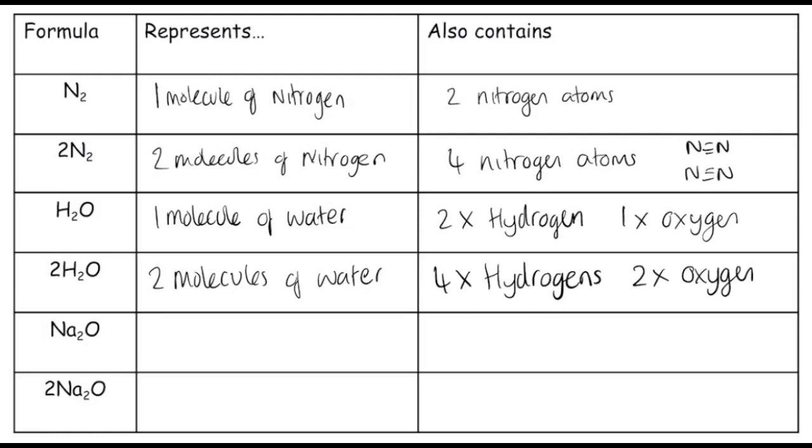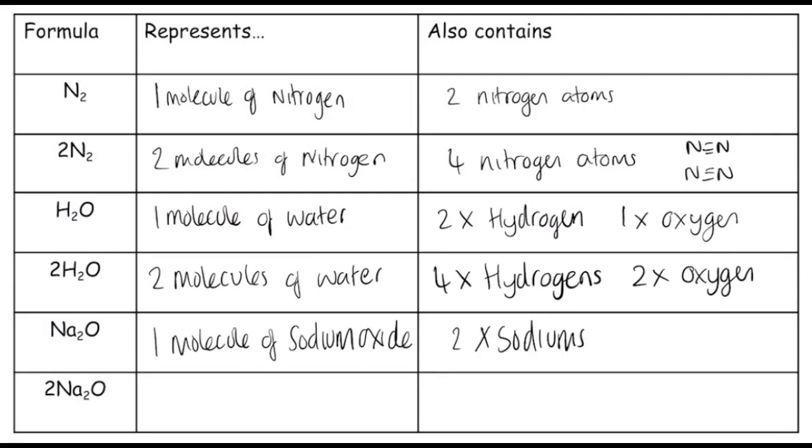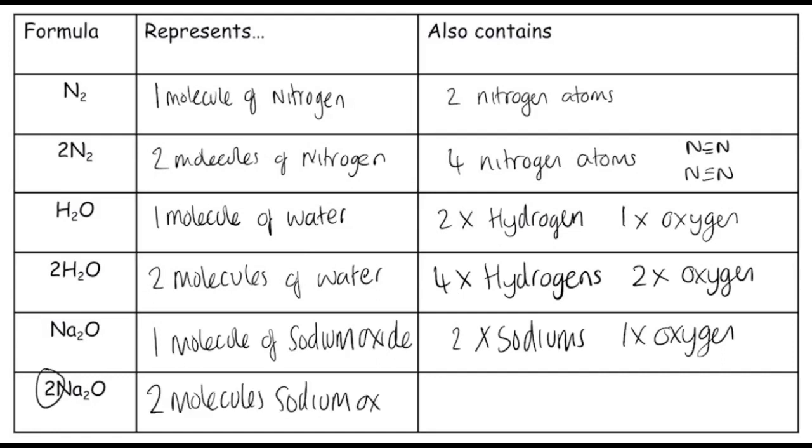Here we've got an ionic compound. It works for ionic compounds as well. So we've got here 1 molecule of sodium oxide, which contains 2 sodiums and 1 oxygen. But here we've got 2 molecules of sodium oxide, so everything is times by 2.